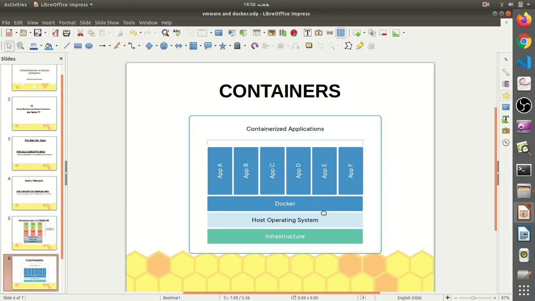Let's understand the containerized architecture. There we have an infrastructure. Infrastructure means your PC, laptop or server. On the infrastructure, we have a host operating system. On the host operating system, we have a Docker engine. On the Docker engine, we have different applications. So, it is a very simple architecture.